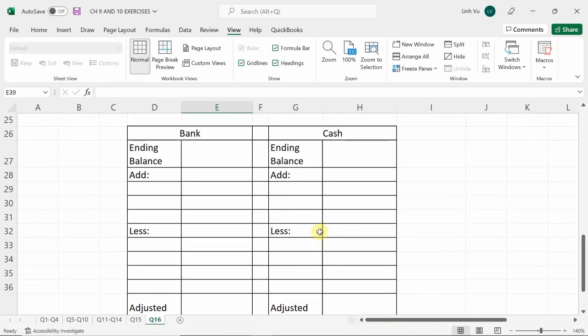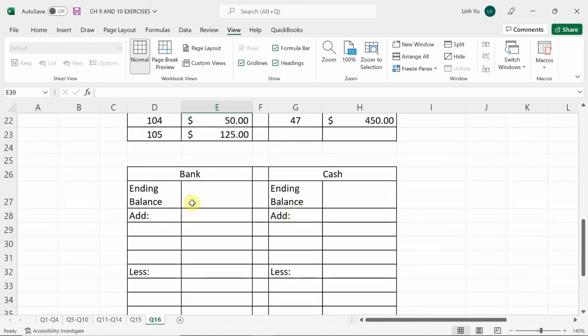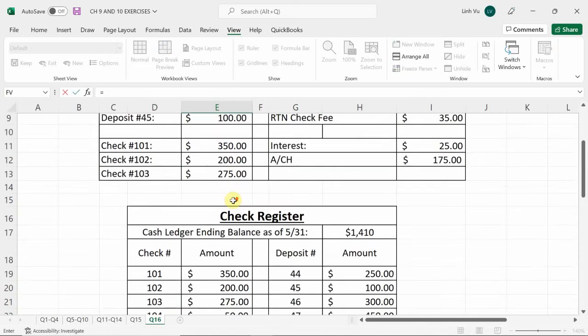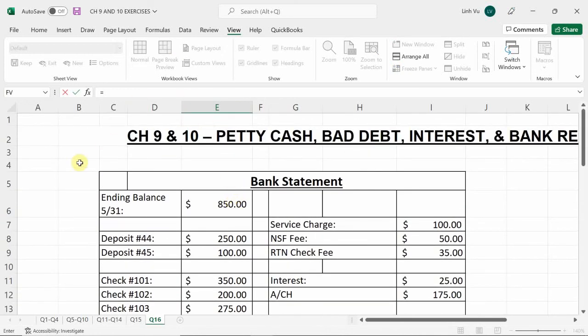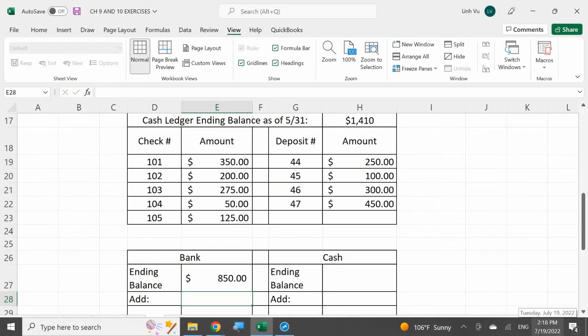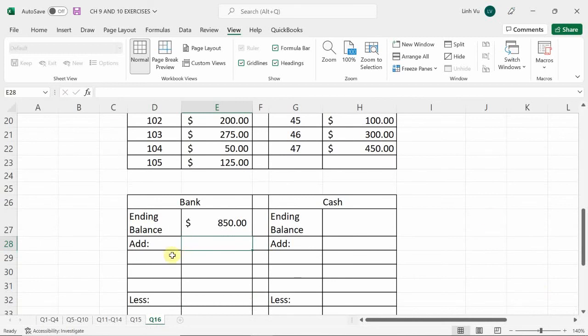So which side do you want to adjust first? The bank side or the cash side? Bank. Bank, okay. So let's take a look. What is my ending balance in my bank account? 850. So in this case, we take a look at my bank statement. Right here it says my ending balance as of May 31st is $850.